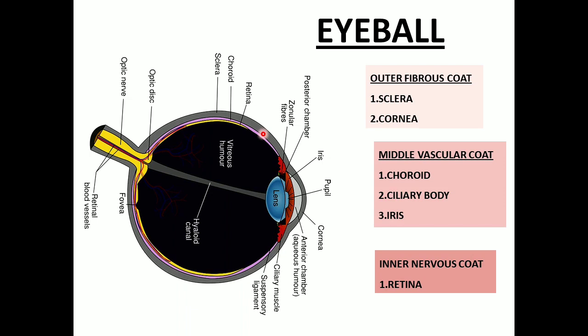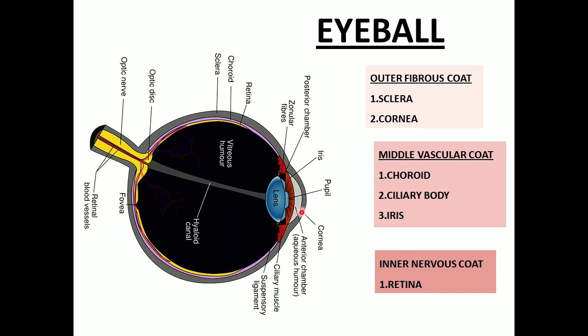What are the functions of sclera? Sclera is protective in function because it protects the underlying delicate structures related to the eyeball. Second, the sclera provides attachment to the extraocular muscles; various muscles are inserted into the sclera. And third, the sclera maintains the proper shape of the eyeball.